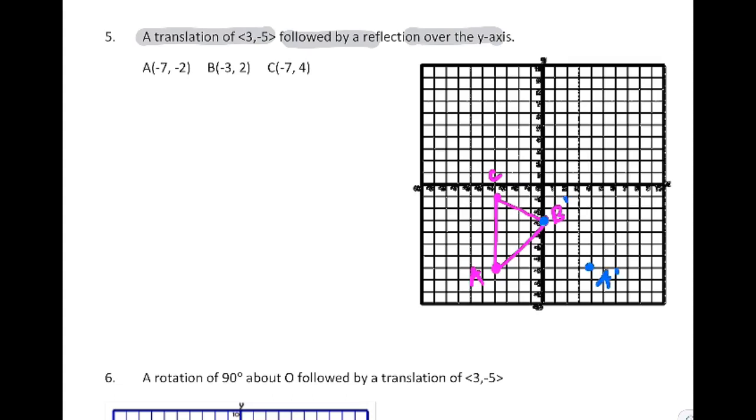That's going to be A prime, and that's going to be C prime. So that would be the second step after the translation and then the y-axis.